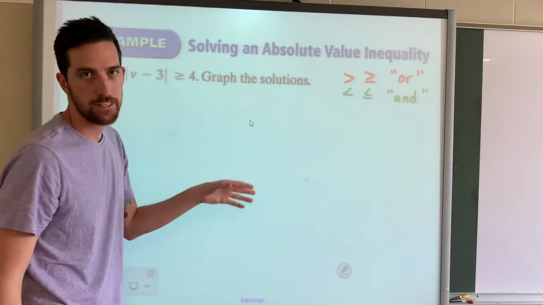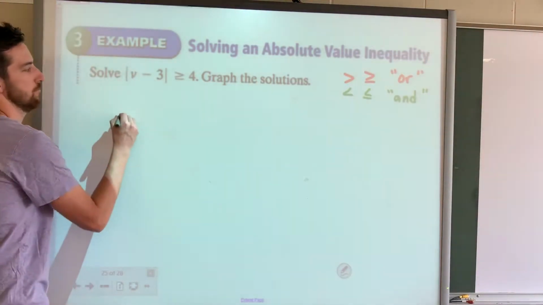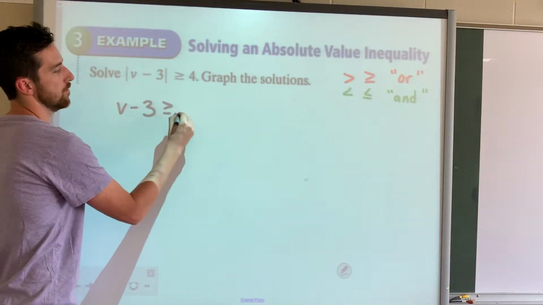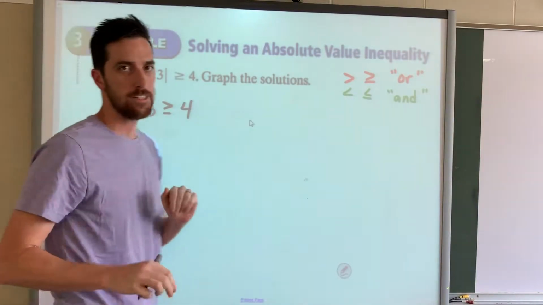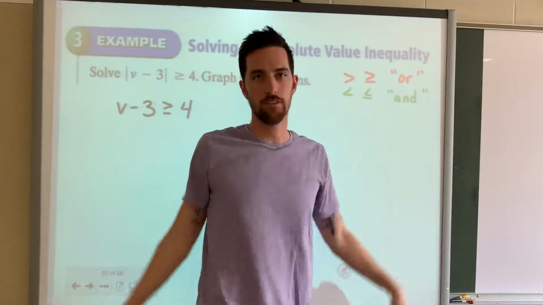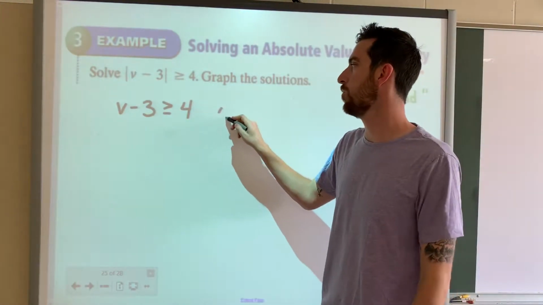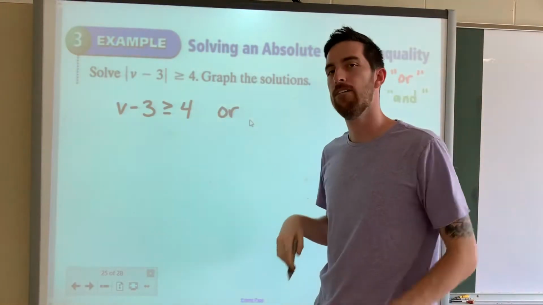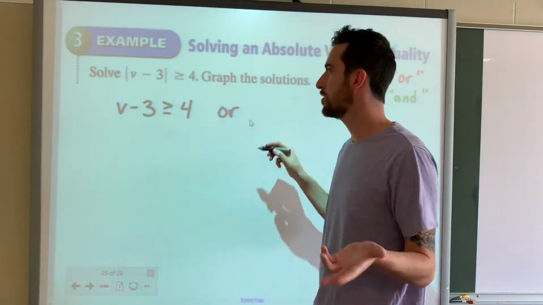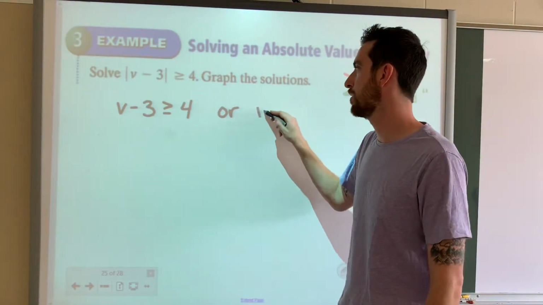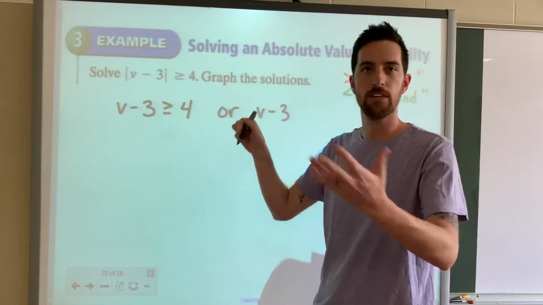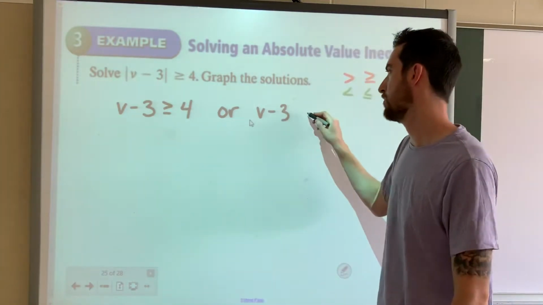First step, just like the equations, drop the symbols. V minus 3 greater than or equal to 4. The distance is greater than or equal to 4. So it's further away. So then we will say this is an OR type problem. And just like with the equations, you write it without the symbols. You make the answer the negative version of itself, so negative 4.